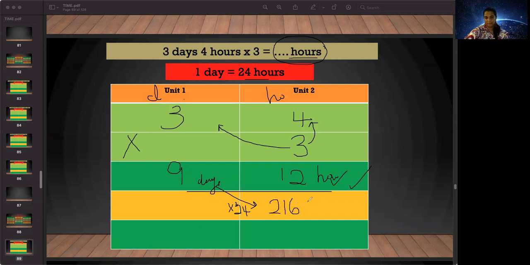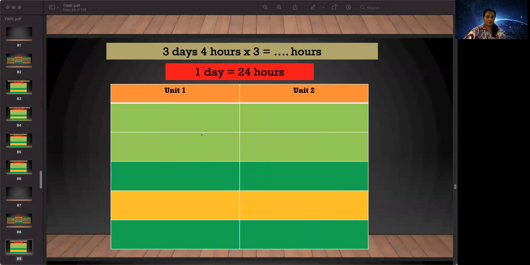So here you'll have 216 hours from the 9 days, and add it to the 12 hours. So this would be 8, this would be 2, and here would be 2. Altogether you would have 228 hours. Okay, now let's look at another question.